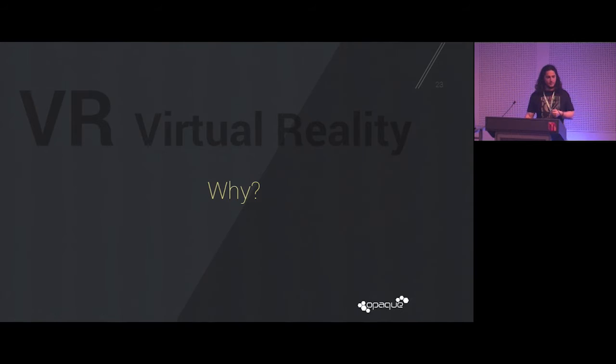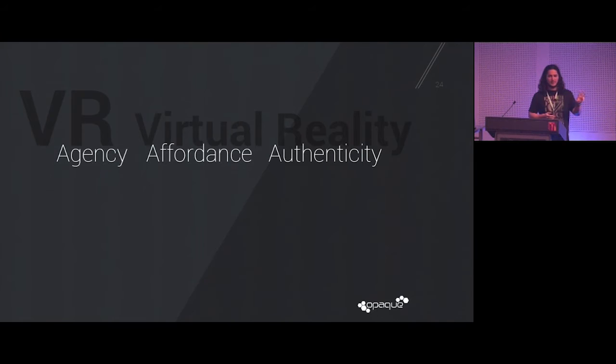So the first thing is essentially looking at the idea of agency. And the next one is affordance and authenticity. So these three things are what I'm going to discuss today. And near the end of the talk, we're going to do an audience exercise, and it'll be great. Or really awkward, one or the other.